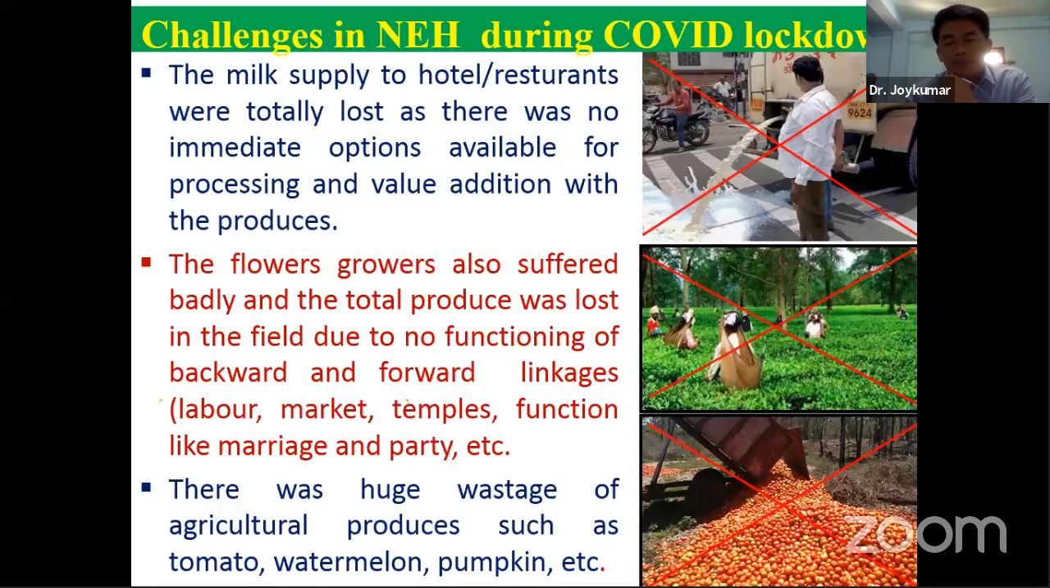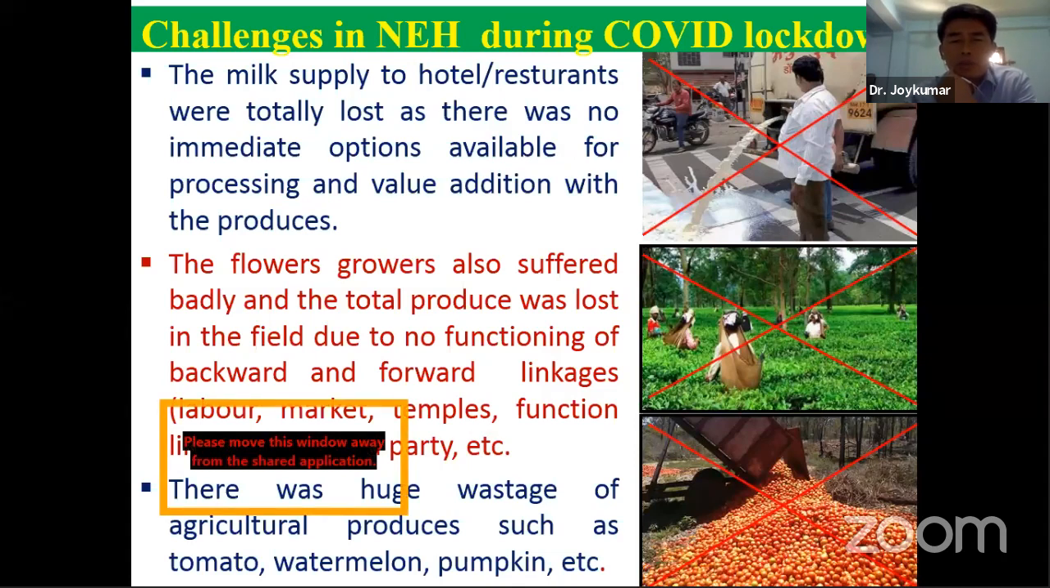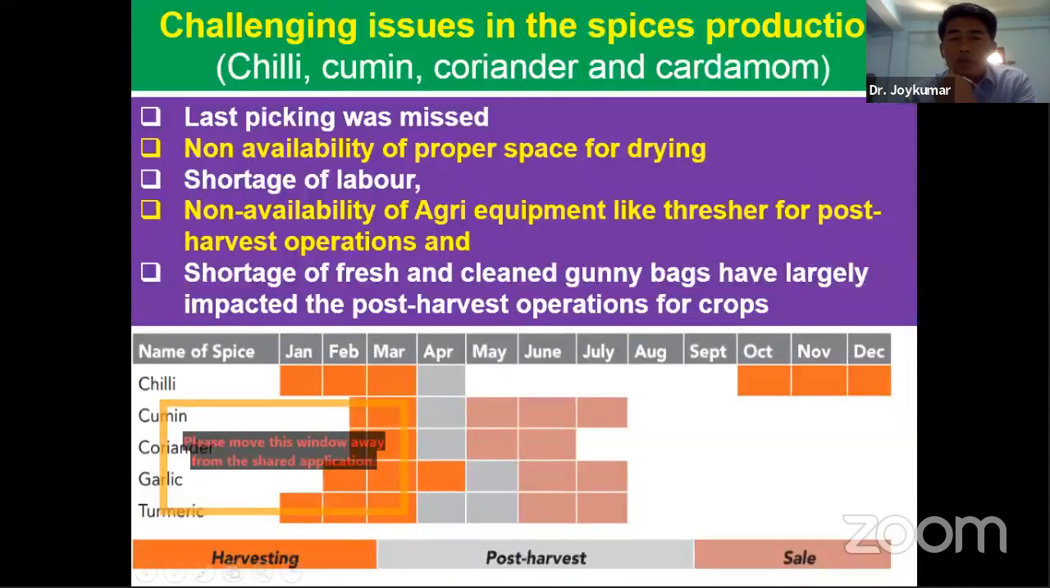Another example, even in our state Manipur, many farmers grew tomato, there was no sale, and they could not store it either. They even threw it into the field. They did not harvest. That was the situation. Even the milk: most of the restaurants and hotels closed, so they could not sell milk in the market. That's why they had to spill it on the road itself. Those were the situations.